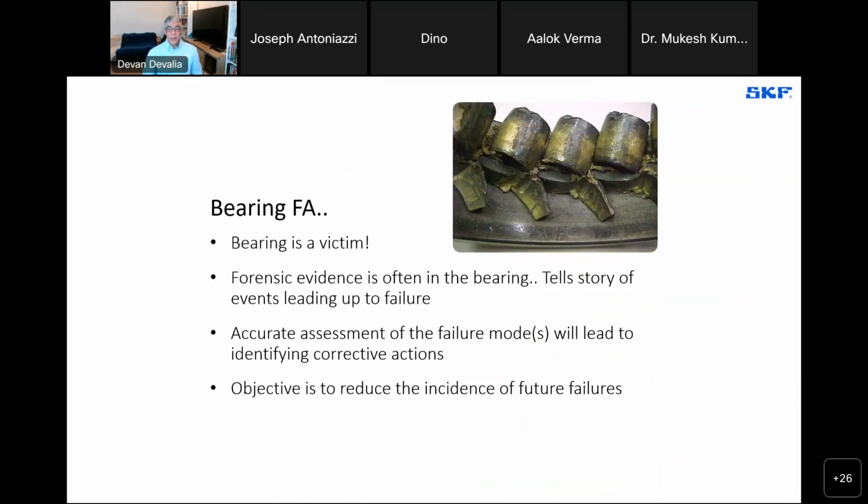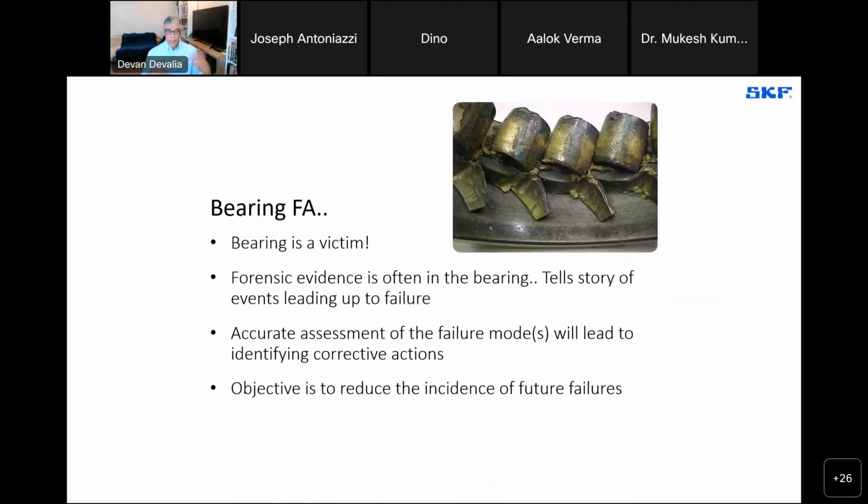So when we come upon a failure in a piece of rotating equipment and we begin to look at the where, the what, the why, one key piece of forensic evidence is the bearing itself. And we do like to say that the bearing is a victim, because the true root cause for the failure is often outside the bearing cavity.